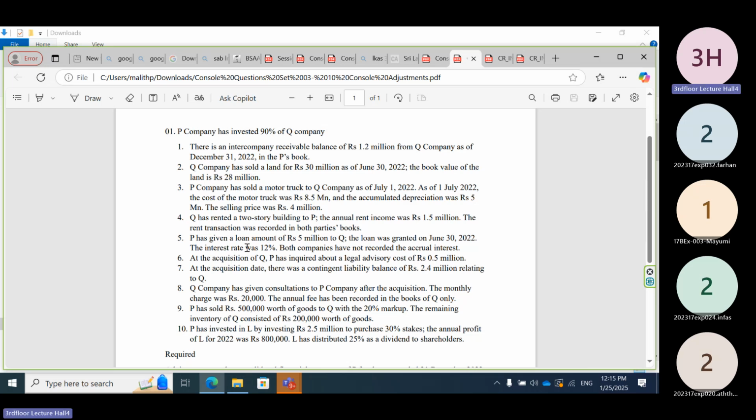Then again, I'm going to here. So this intercompany receivable and payable. The same way, intercompany loan and borrowings. Area number 5, intercompany loans and borrowings.